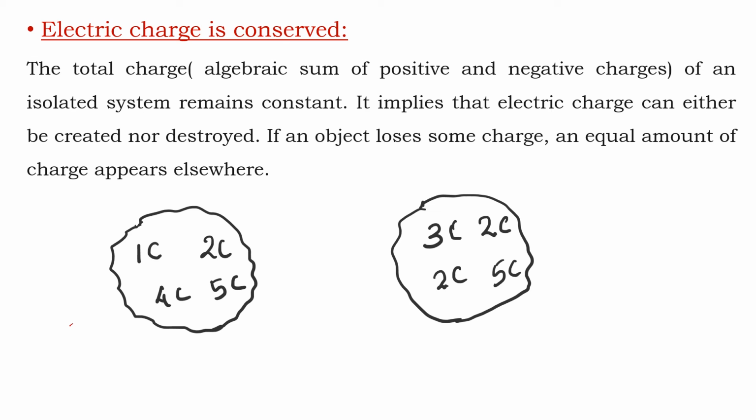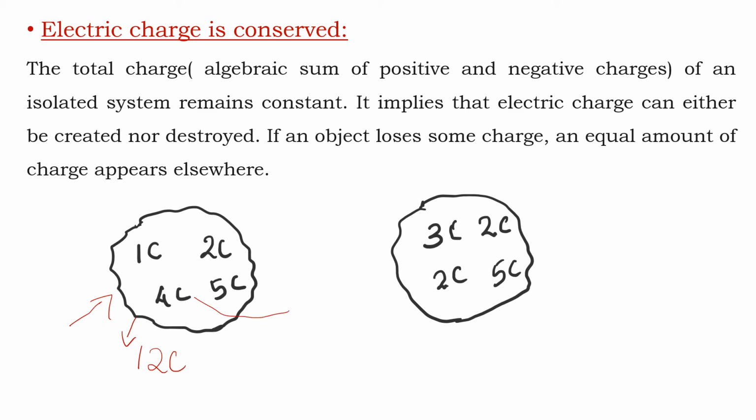If I apply some external force or external disturbance to this system, there will be a change in the charges of the system. Here, the total charge in the system is 1 plus 2 plus 4 plus 5, that is, 12 coulomb, because the charge is additive. We can add these charges. It is 12 coulomb. So if I apply a force, then this 4 coulomb will change.